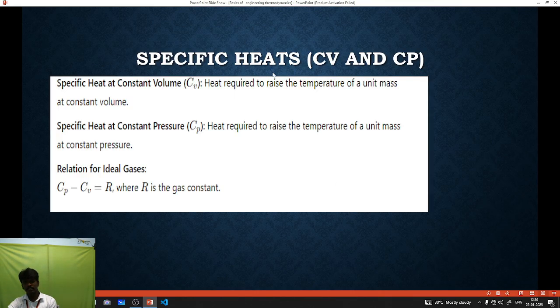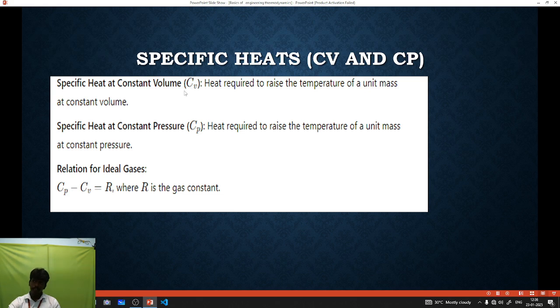Specific heat is categorized into specific heat at constant volume and specific heat at constant pressure. The specific heat at constant volume is represented by C suffix V. The specific heat at constant pressure is C suffix P. Specific heat at constant volume is the heat required to raise the temperature of a unit mass at constant volume.